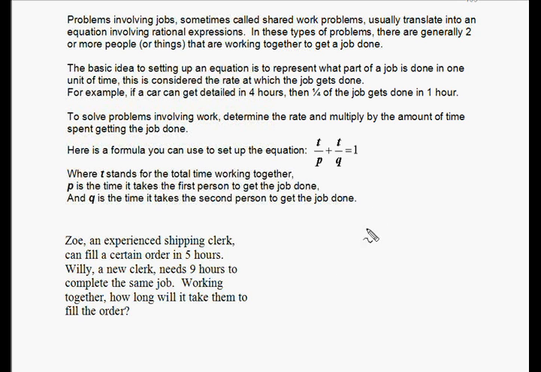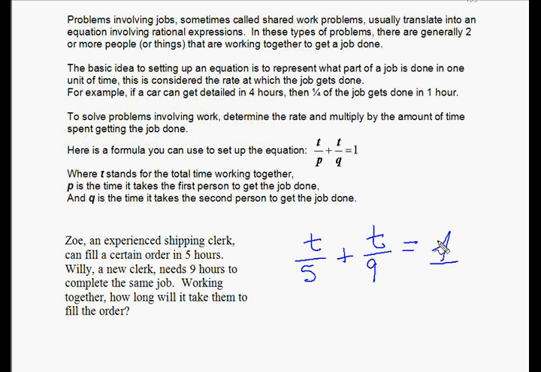So to set up this problem, we're going to use this formula. The question is, how much time together will it take them to fill the order? So we don't know that time together, but I do know that Zoe can do it in 5 hours. And I don't know that time together, but Willie can do it in 9 hours. And they're going to get that one job done.